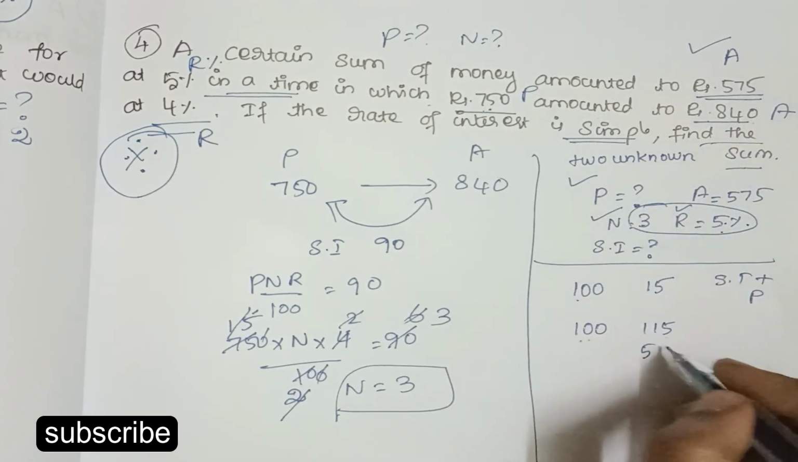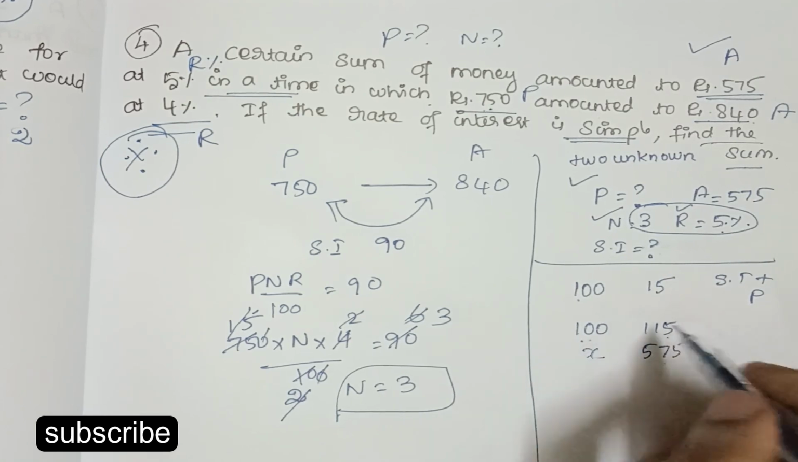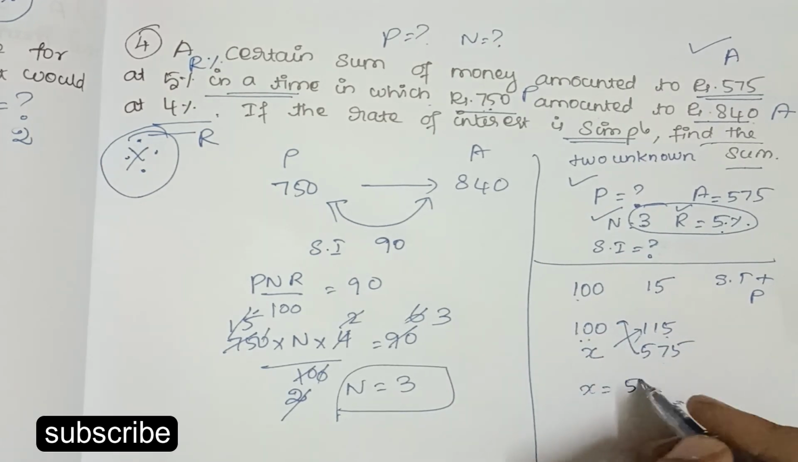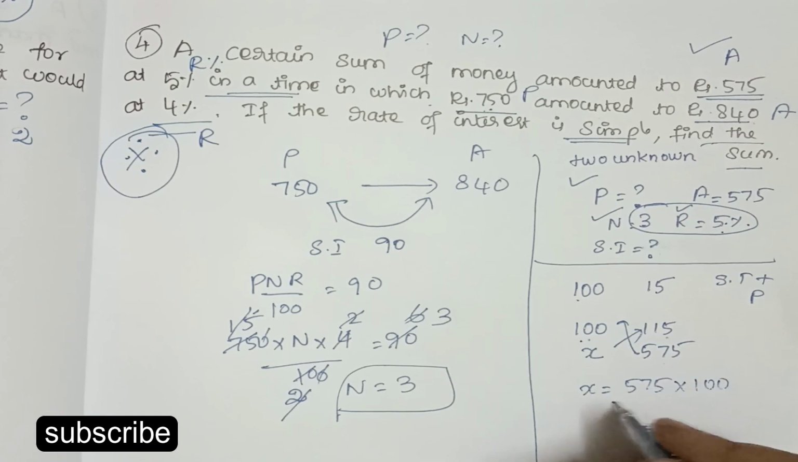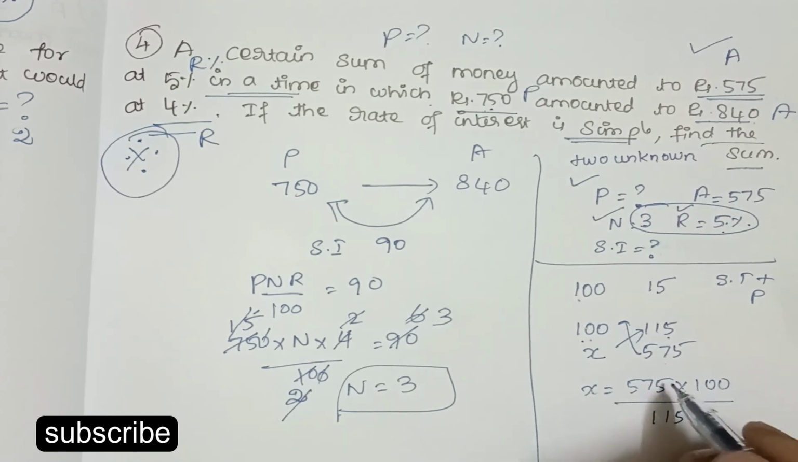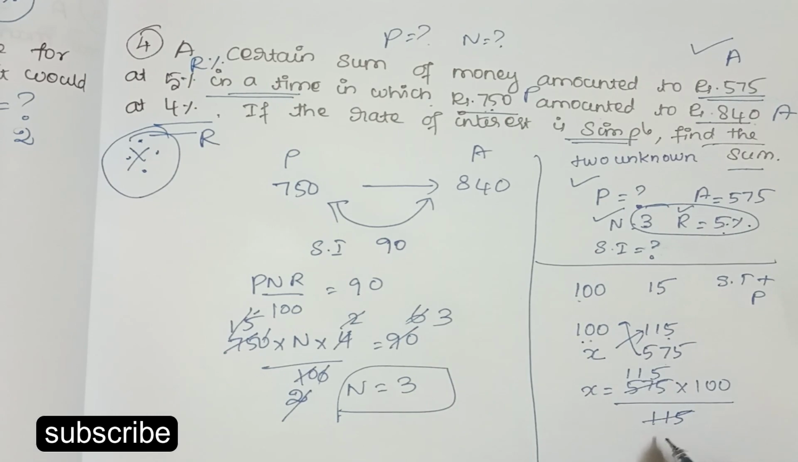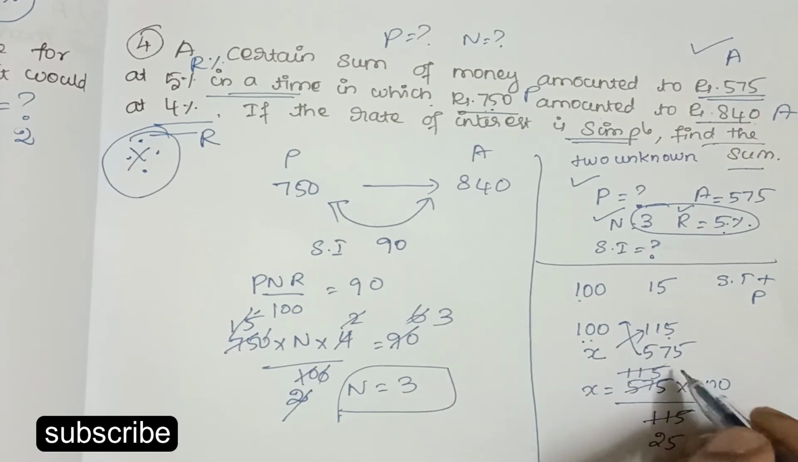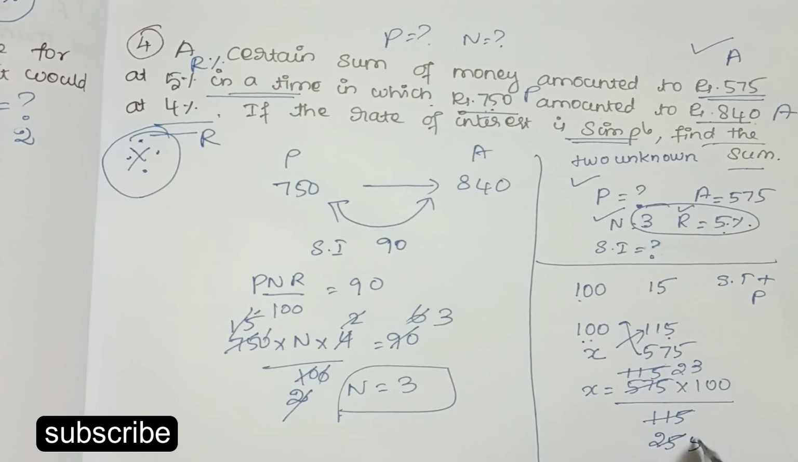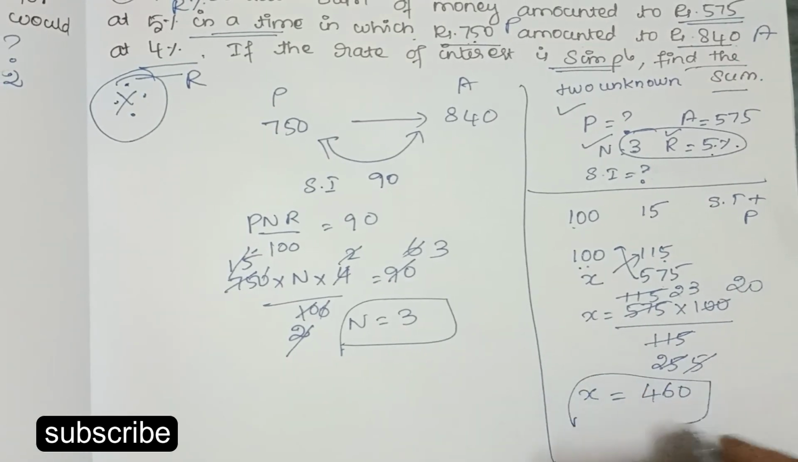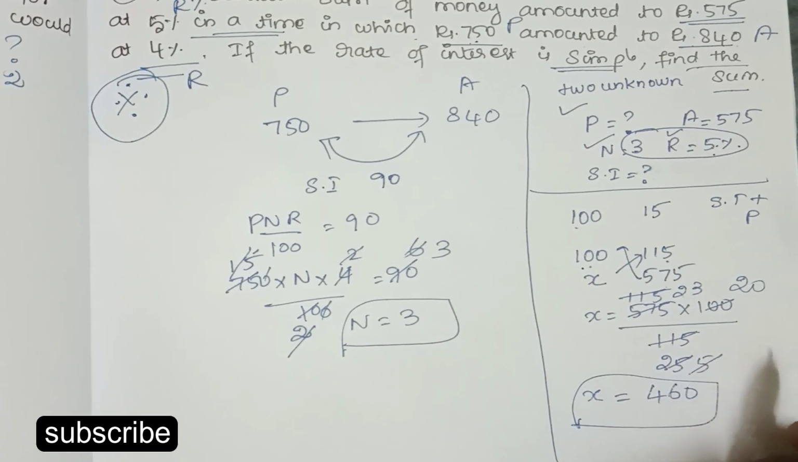Then if amount is 575, what is the principal? Principal is taken as x. Cross multiply these two things. x is equal to 575 into 100 divided by 115. Cancelling, we get 460. So the principal amount is 460.